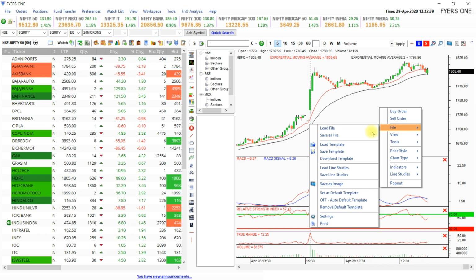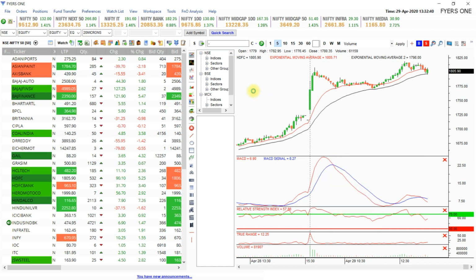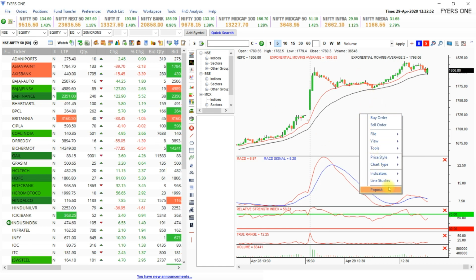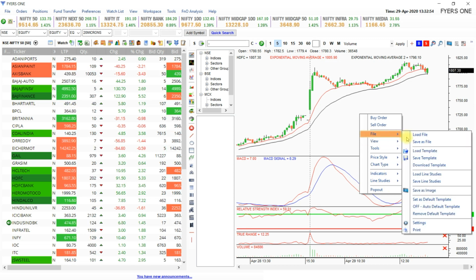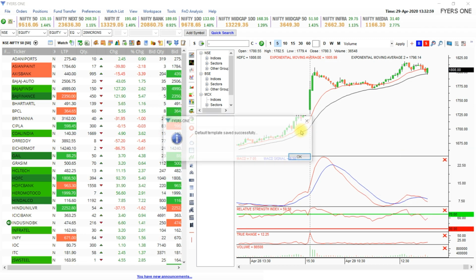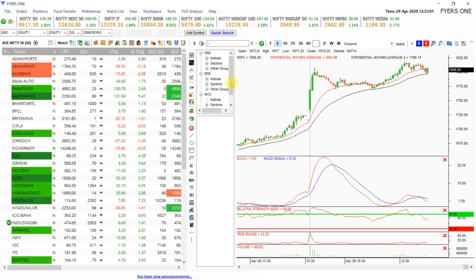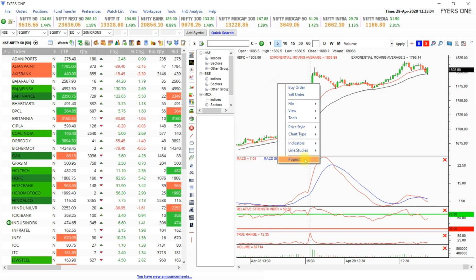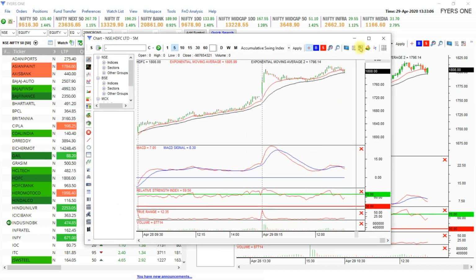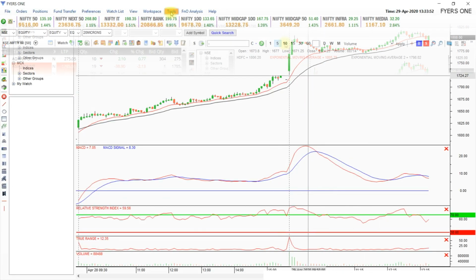You just have to right click and click on Save Template and give a name of this combination of indicators as you like. If you want these indicators every time you open a new chart, just right click and click on Set as Default Template. You can also pop this out and view this chart in full screen.